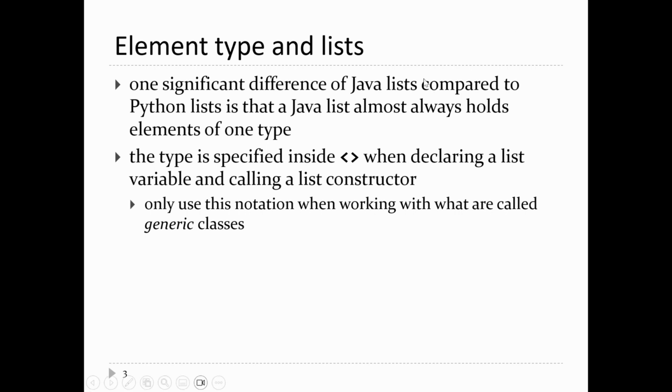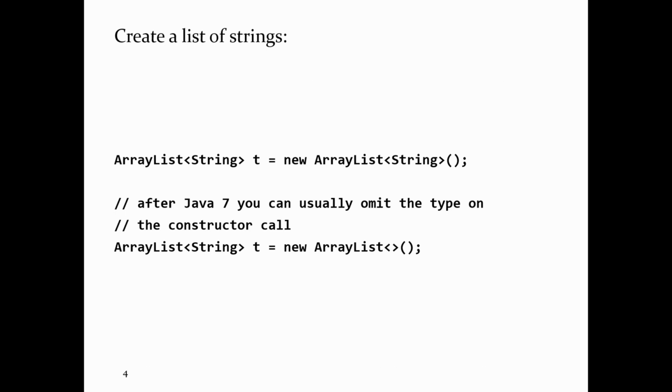So in these generic types, there's this funny angled bracket notation that you need to use. The element type goes inside of these angled brackets. Remember, you only use this notation when you're working with the generic classes. So with things like lists, and tomorrow and maybe Friday, you'll also see sets and maps. These are all examples of generic types.